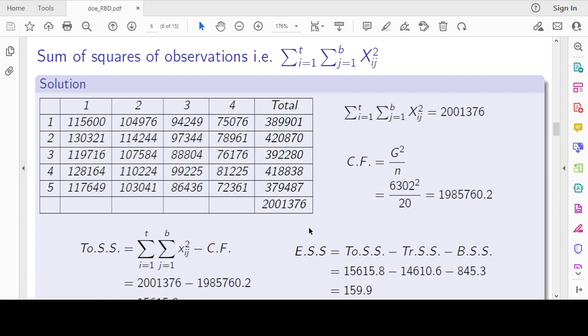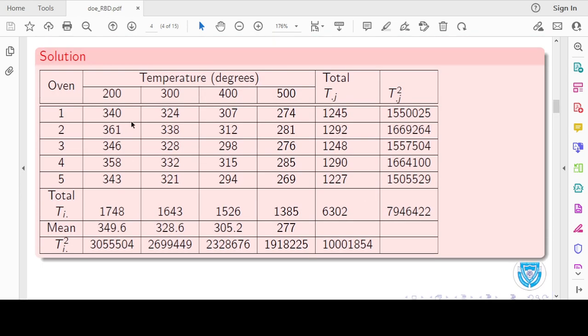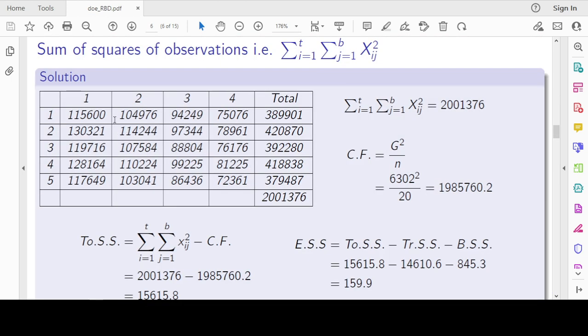Then for obtaining total sum of square, we require sum of squares of observations, that is double summation xij square. So what we have done here, we have squared each and every observation. This 340, this is a single observation, its square we have obtained, and that we have written here. Similarly, for all those 20 observations, we have squared these values, taken total row wise here, and then after getting this, we have taken the total of this column. So this gives us double summation xij square. This value we are having as the double summation xij square.